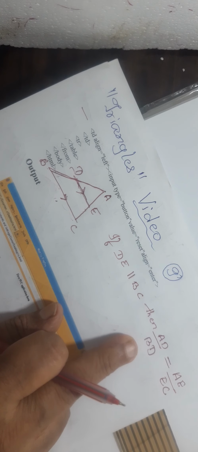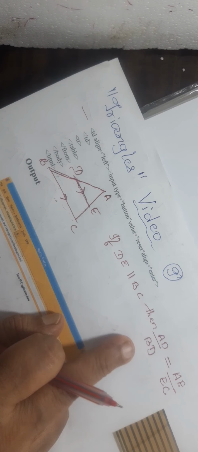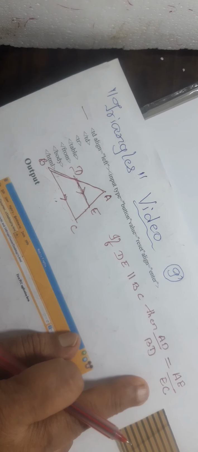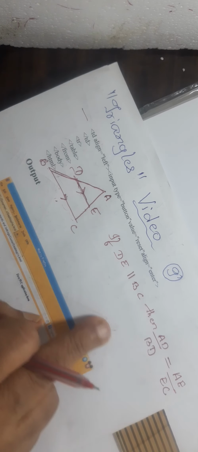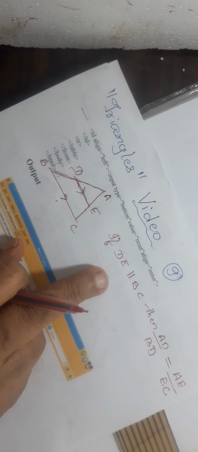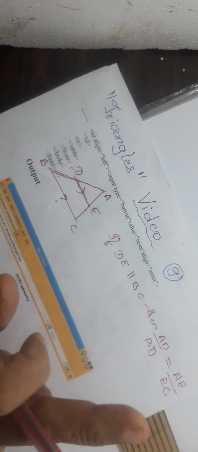So ratio means what? AD by BD, that is the ratio. AE by EC, so that is the ratio of that side. So this straight line DE should be parallel to one side of a triangle. So that is very important.